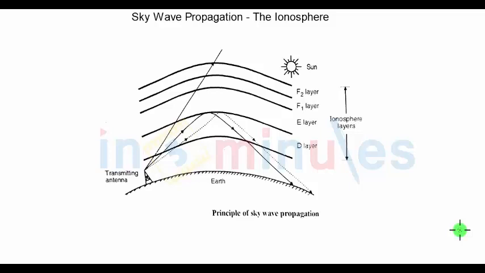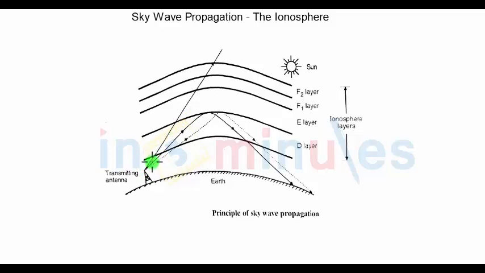In this video clip, we will discuss the second type of propagation, which is called skywave propagation. In skywave propagation, the transmitted signal travels into the upper atmosphere where it is bent or reflected back to Earth. This bending or reflection of the signal takes place due to the presence of a layer called the ionosphere in the upper atmosphere.